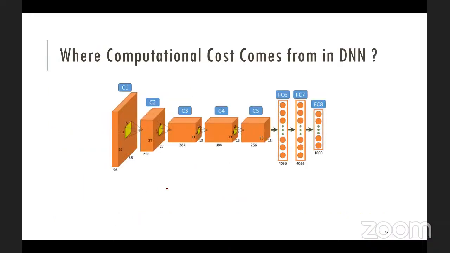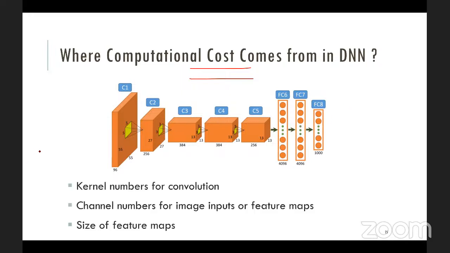So if we see the computational cost of a neural network, let us see from where this computational cost is coming, right? This is a general network here. You can see that certain convolutional layers are there, then fully connected layers are there. So how is this cost coming? Basically, how many filters you are using, right? At different layers, you are using different numbers of filters. So the first factor is how many filters you are using. The second, definitely, when you are using a large number of filters, for the next layer there will be large channel numbers. So channel numbers for image input, or you can say feature maps. And finally, what is the size of the feature map, right?